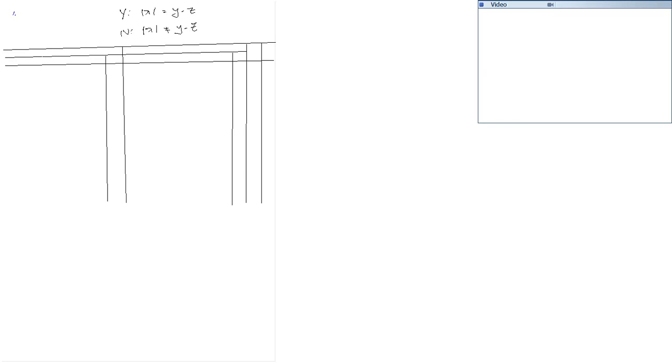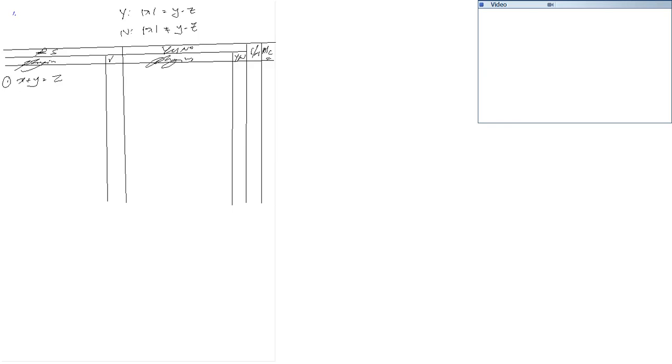So we have the fact statements, then plugins, validity, yes or no, again plugins, again yes or no, sufficient, not sufficient, and the answer. Alright, so what is the first statement? x plus y equals z.